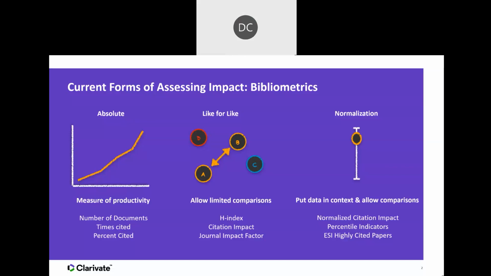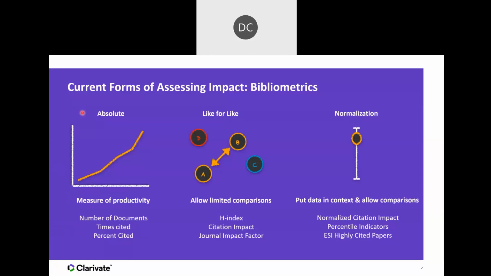So before we begin, I just wanted to highlight some of the most common ways of assessing impact of a researcher. This is specific around the use of bibliometrics. So there are a few different indicators or measurements that a lot of entities or actually institutions like to use to measure the performance of their researchers. Okay, and I've categorized them into three types.